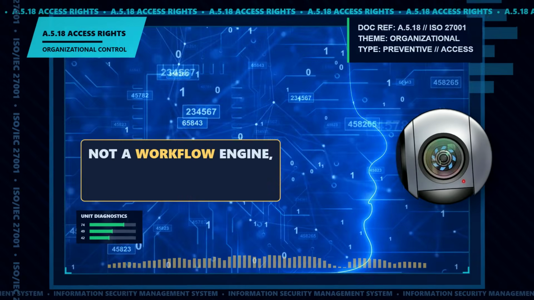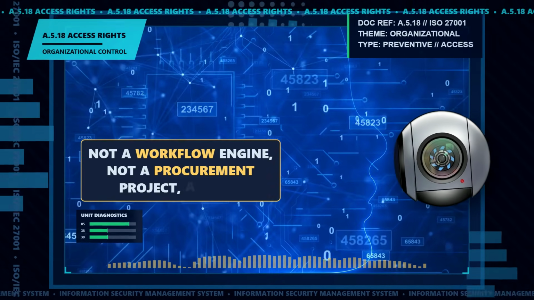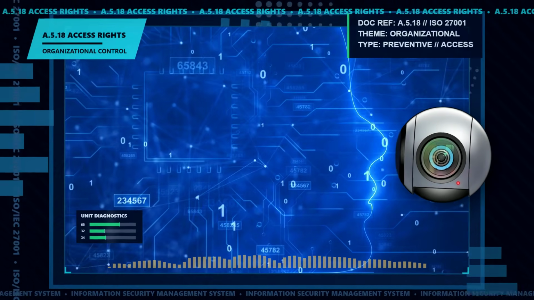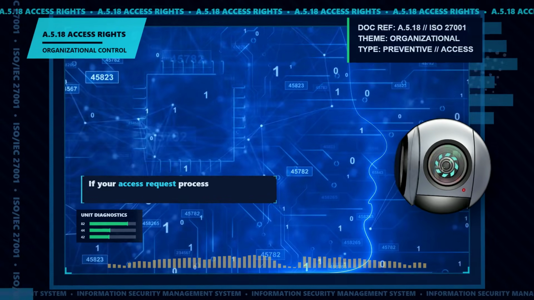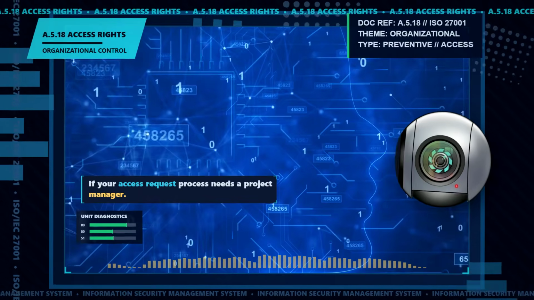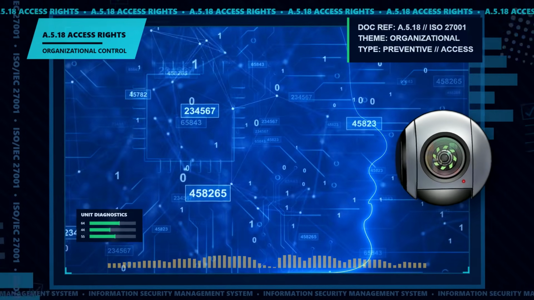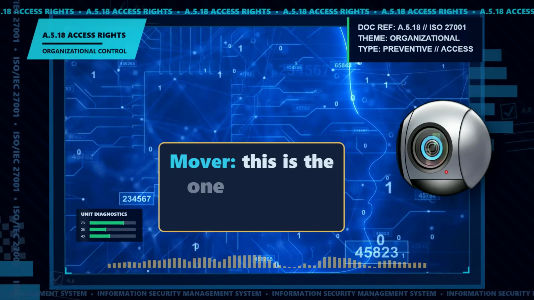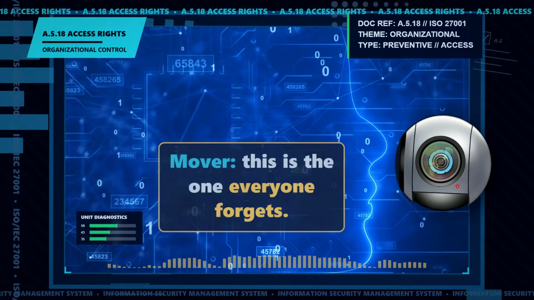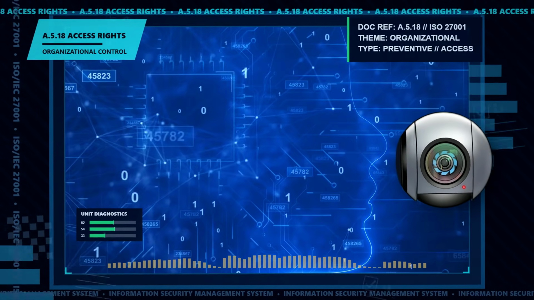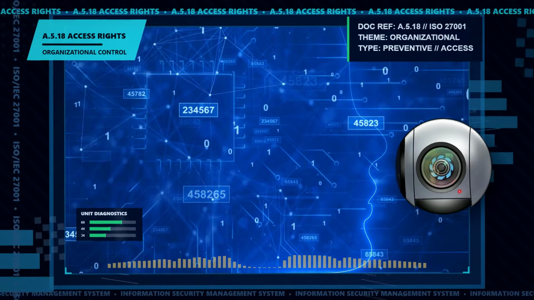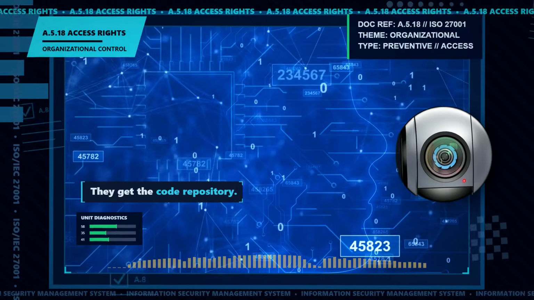Not a workflow engine, not a procurement project, a form, a named approver, and a folder where the forms end up. If your access request process needs a project manager, you have gold-plated it, and I will personally point and laugh. Mover. This is the one everyone forgets, and it's the one auditors love, because it's where the evidence gets awkward. Somebody moves from support into engineering, they get the code repository.